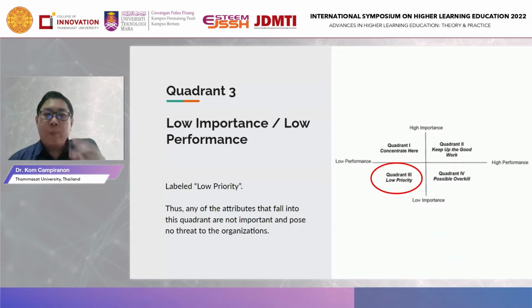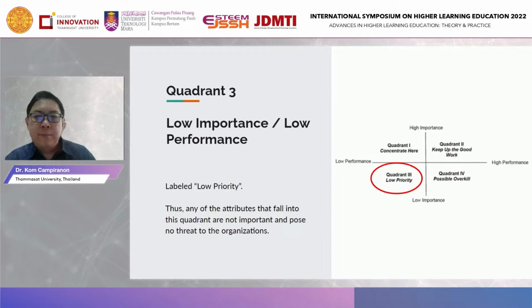Next one, low priority. It means that customers think that this is not that important, right? So low importance, but we are also not doing well either. Low performance. So what does it mean? It means low priority. We don't have to do anything about it because customers don't really care, and we don't do well either, right?